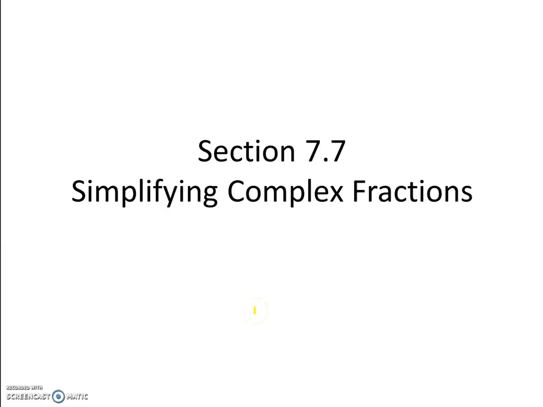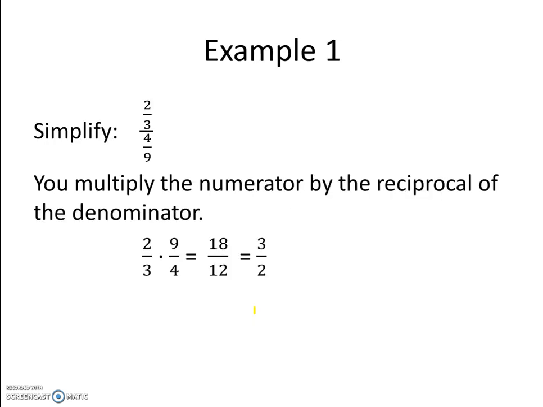Today we're going to be looking at Section 7.7, Simplifying Complex Fractions. The first example is to simplify 2/3 divided by 4/9. You multiply the numerator by the reciprocal of the denominator. So we have 2/3 times 9/4, which is 18/12. And our answer is reduced to 3/2.